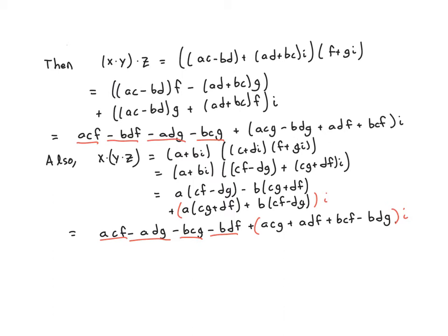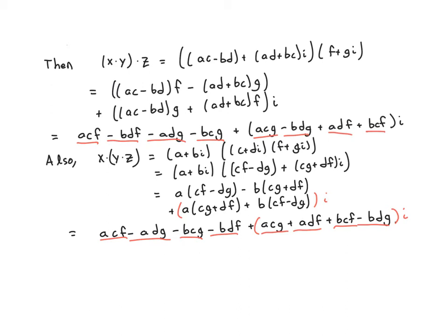Now let's look at the imaginary parts. ACG is in both. Negative BDG is in both. ADF is in both, and BCF is in both. So they have the same imaginary parts too. And so we see that these two formulas, these two calculations, actually gave us the same complex number.